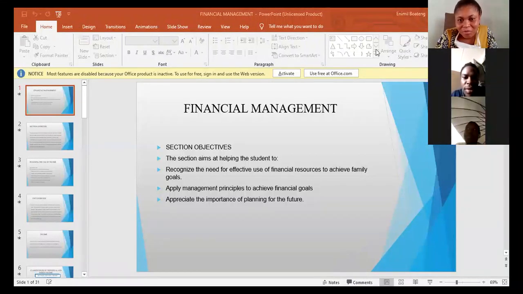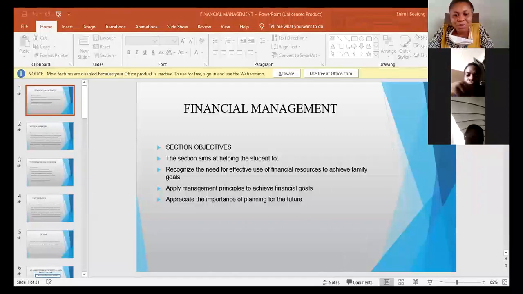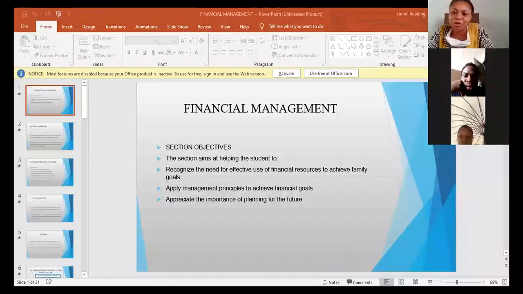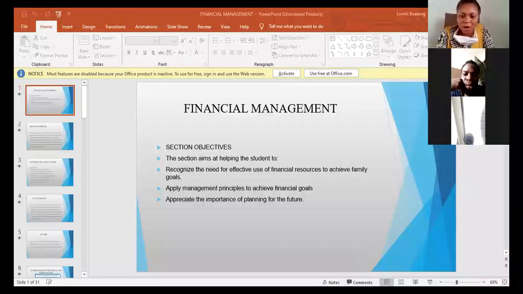Okay, today we are going to look at financial management. We are looking at financial management, and the section is so broad. The section aims at helping you to recognize the need for effective use of financial resources to achieve family goals, and also apply management principles to achieve financial goals. It will also help you to appreciate the importance of planning for the future.